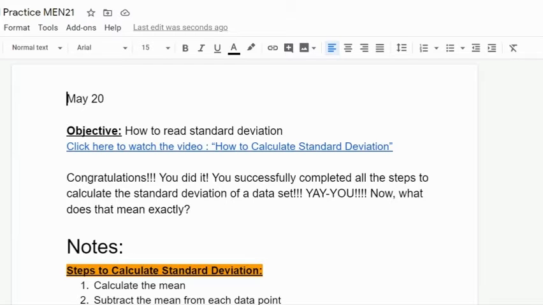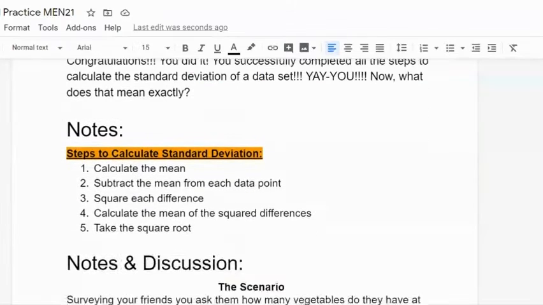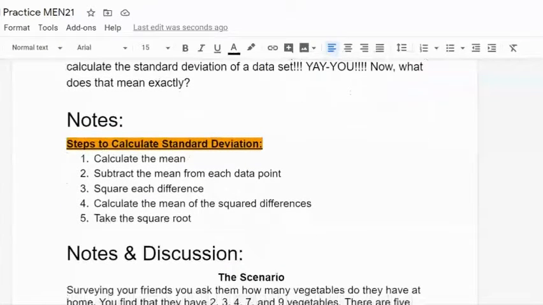Congratulations, you did it. You successfully completed all the steps to calculate a standard deviation of a data set. Yay, you. Now, what does that mean exactly? So let's look at our notes. Our notes are steps to calculate standard deviation. 1, calculate the mean. 2, subtract the mean from each data point, remembering you could have negatives, and that was cool. 3, square each difference, which is actually the action that got rid of the negatives in step 2.